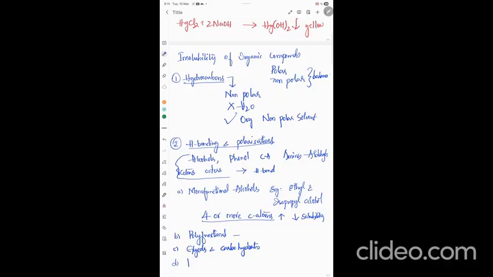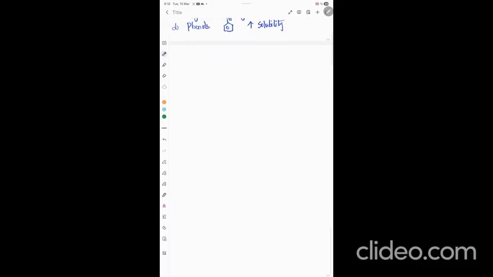And then the next one we have is the phenols. These phenols, as you know, consist of one hydroxyl group on a benzene ring, and this is very slightly soluble in water. An increase in the hydroxyl groups and an increase in the number of carbon atoms results in increased solubility. So with an increase in the number of hydroxyl groups, there will be an increase in the solubility.